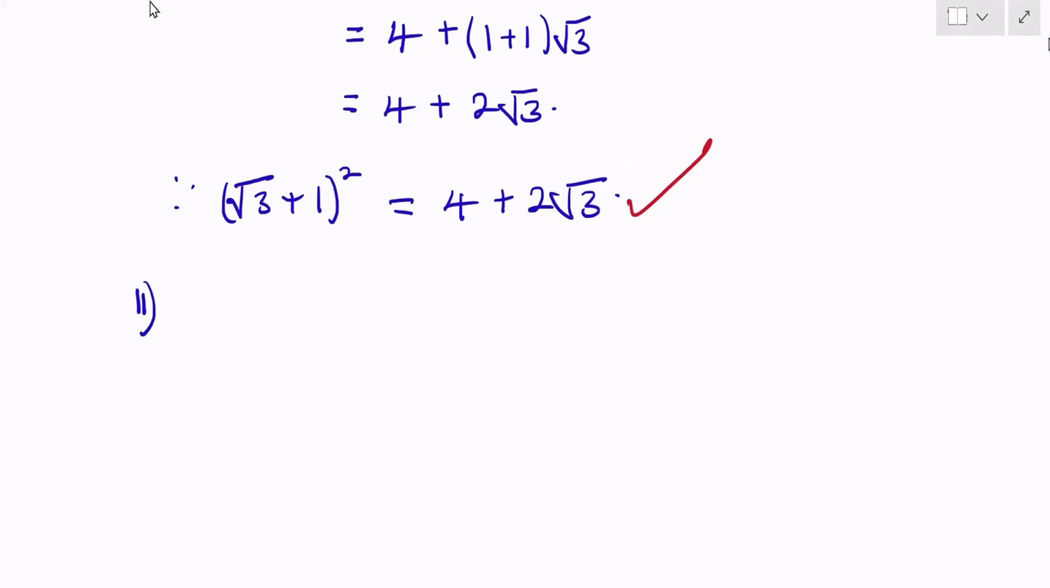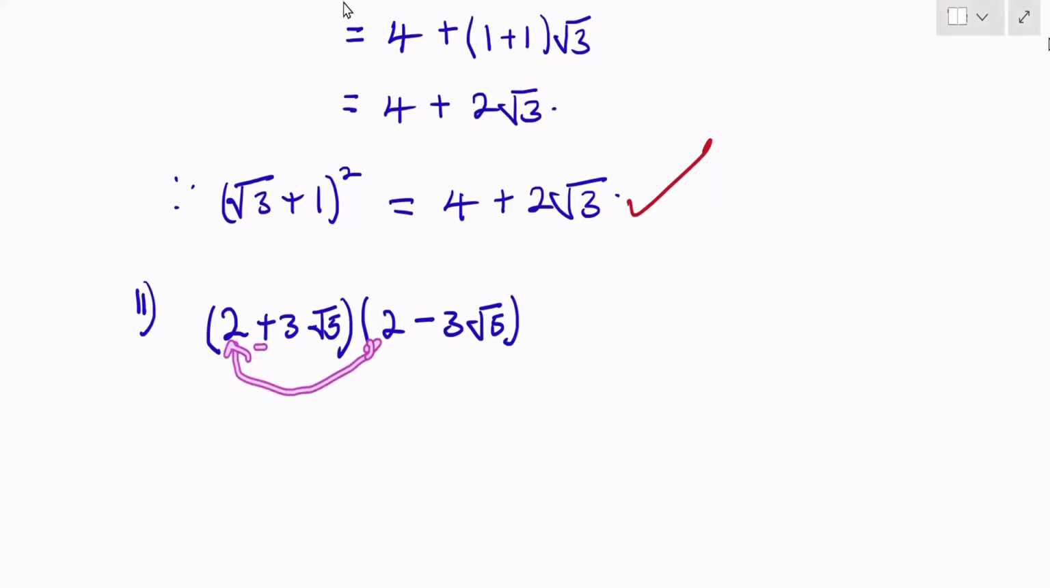Number 11, we have 2 plus 3 root 5. We close, open the brackets, multiply by 2 minus 3 root 5. We close. We can see that these two are the same as that, and this sign is positive whereas this one is negative, and the whole of this is the same as the whole of that. You see that this is the difference of two squares.